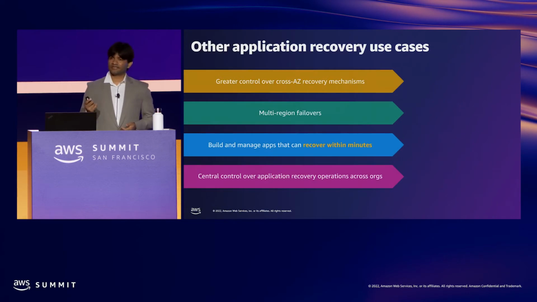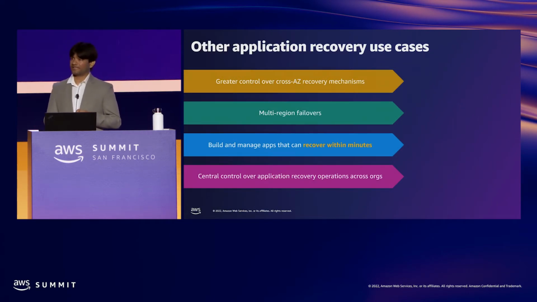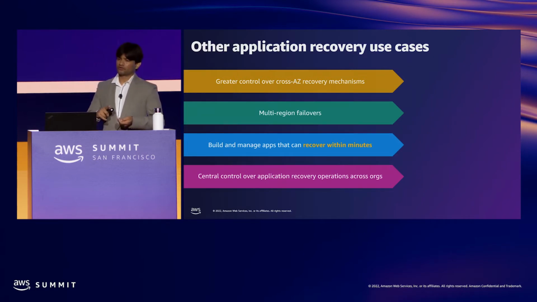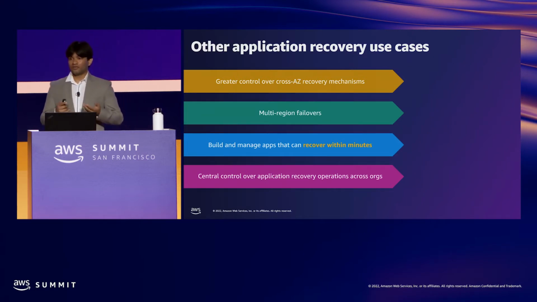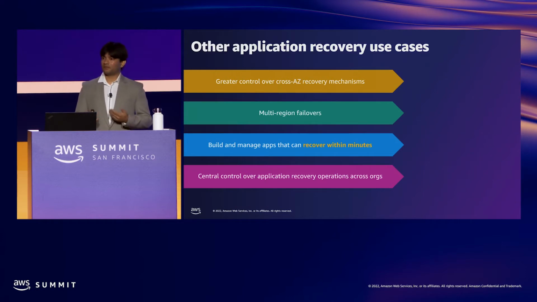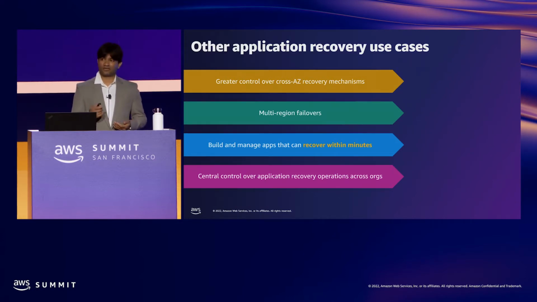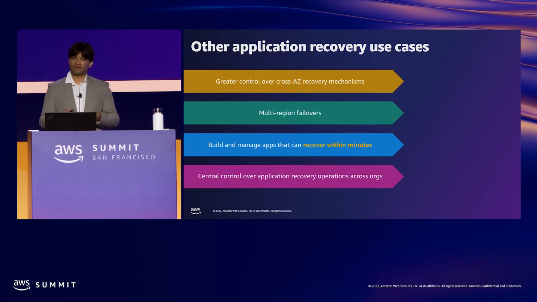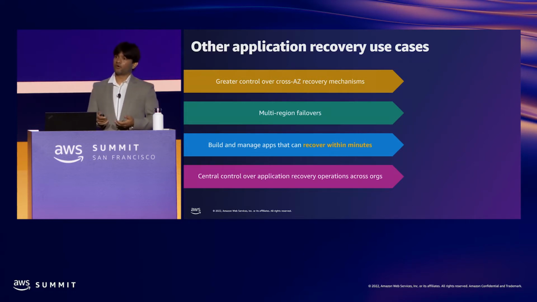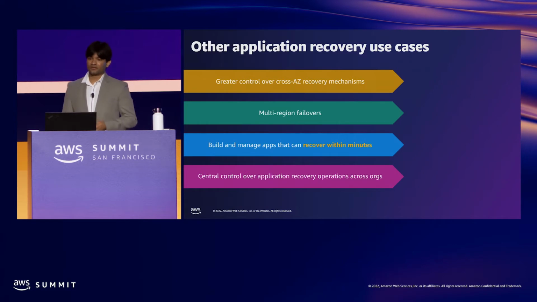There are some other use cases that I want to call out. It could be having greater control over your cross-AZ recovery mechanisms, or those rare use cases where you may need the ability to fail over multi-region and have your application recover in minutes. While building highly available systems, we focus on preventing loss of service. I also want us to plan forward on how to recover from that loss of service.